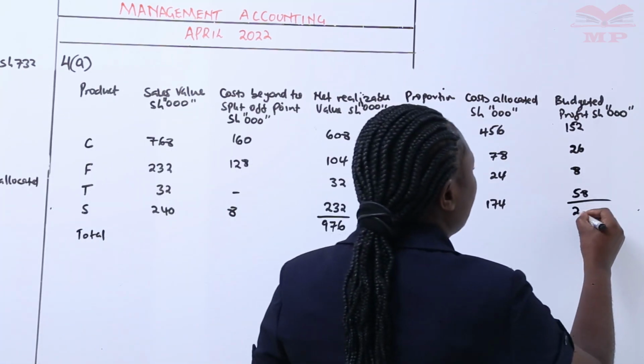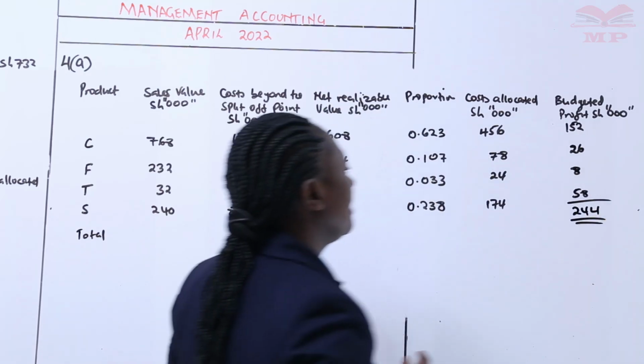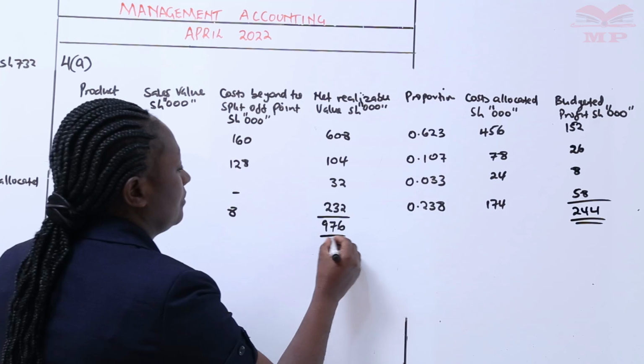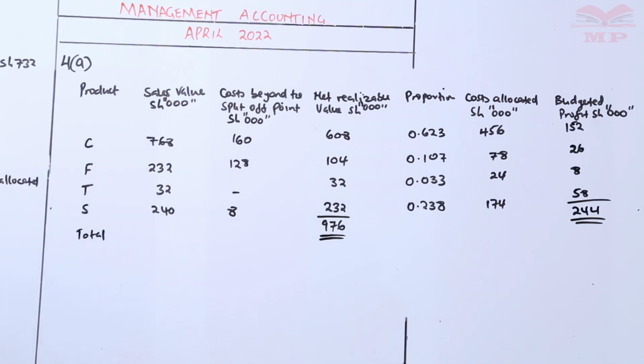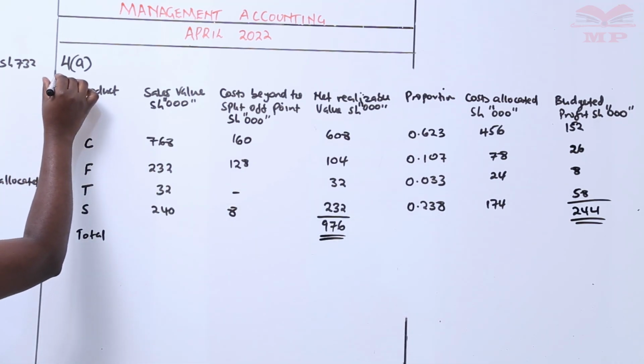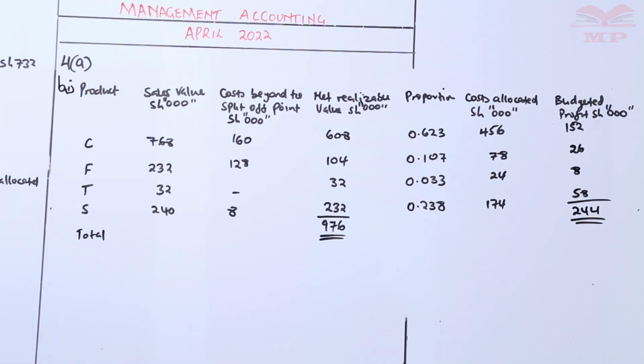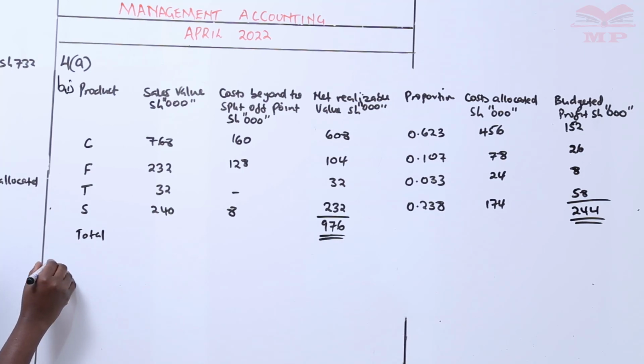The total of the budgeted profit will be 244. So that was part B, Roman number 1. Then we proceed on to same question 4, Roman 2.